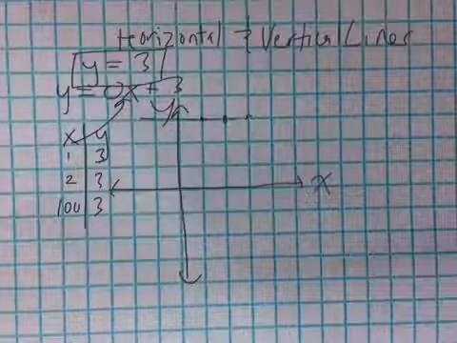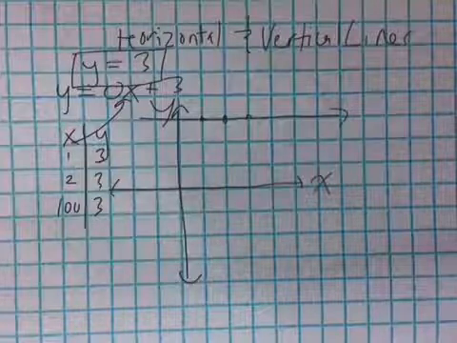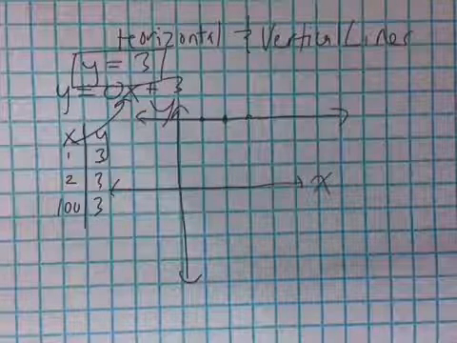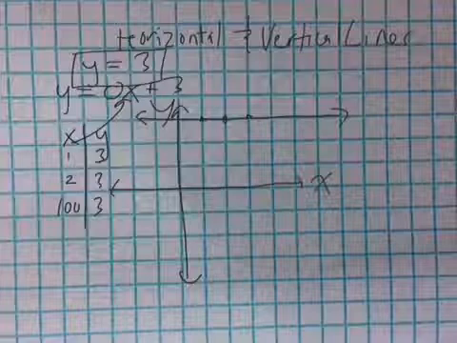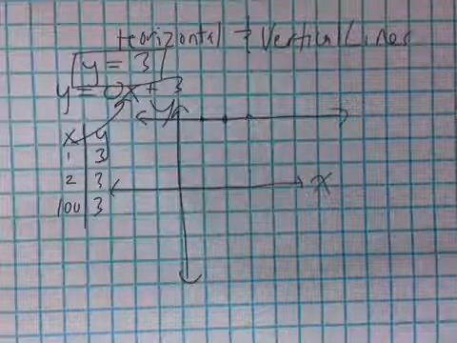So this is a special case where when I don't have an input value that I can see in my equation, my output's always 3. I have a horizontal line through 3, forever and ever and ever.